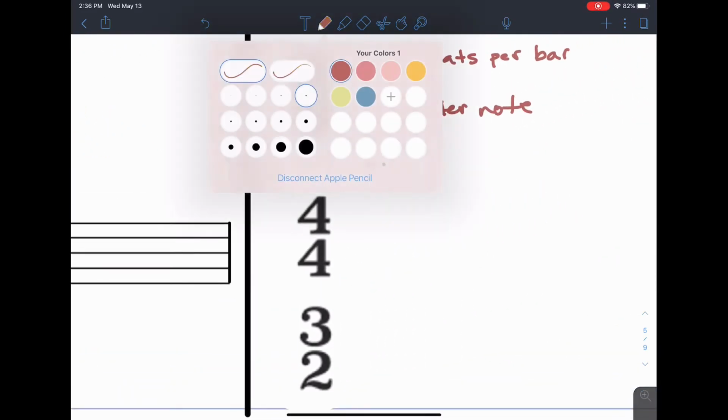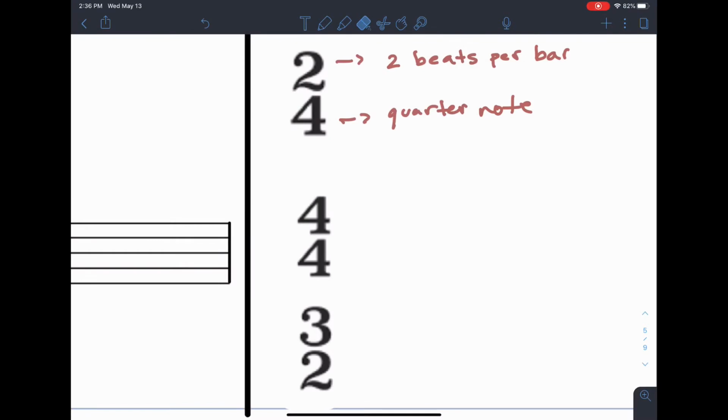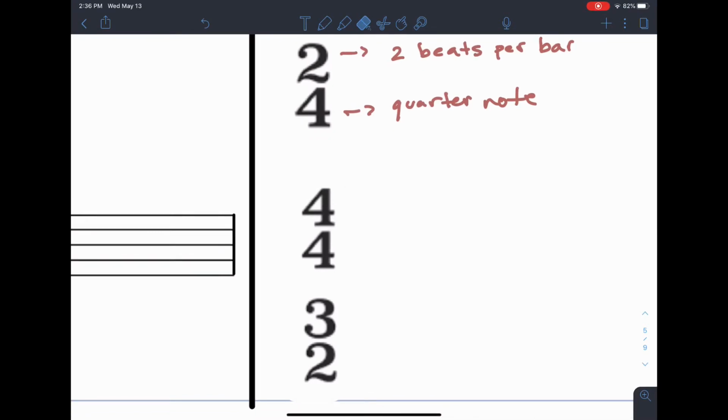4-4 is probably the most common time signature. You're probably going to see this most often. All right, and this means that there are 4 beats in one bar. 4 beats per bar. And as we already know here, the 4 refers to quarter note. Here we have our quarter note.